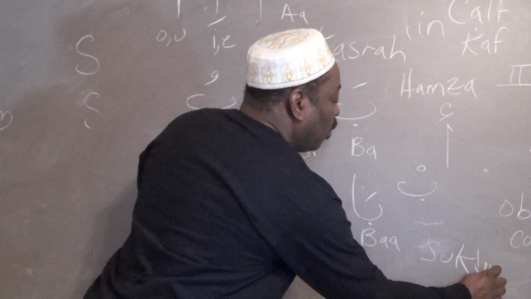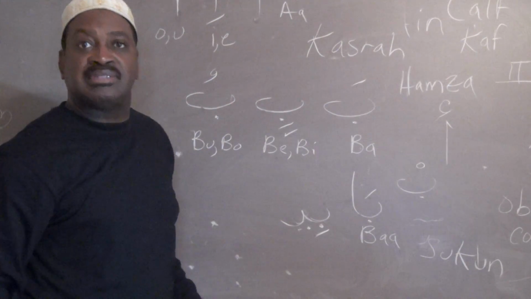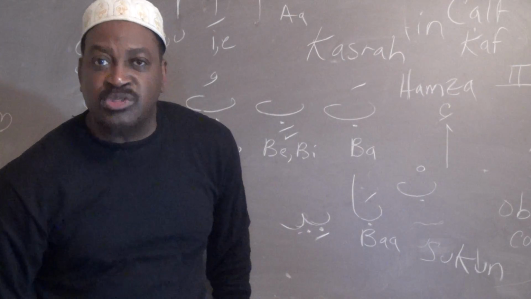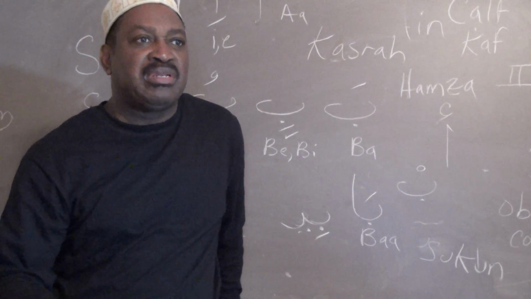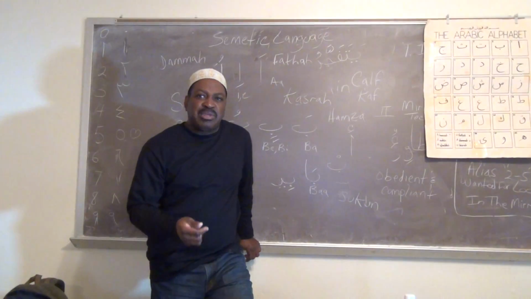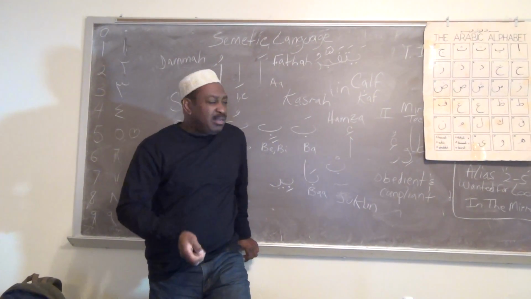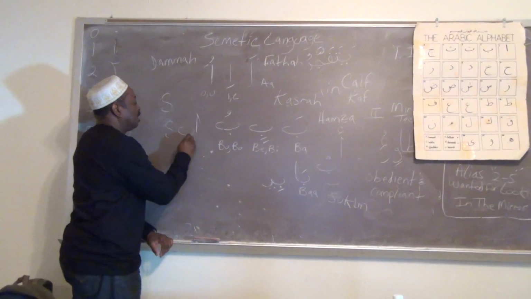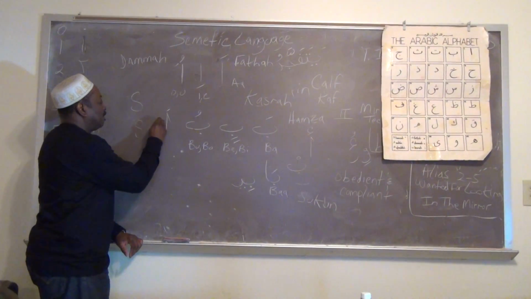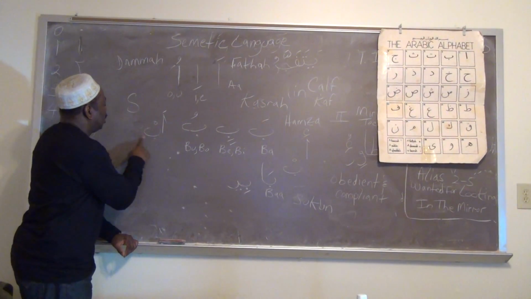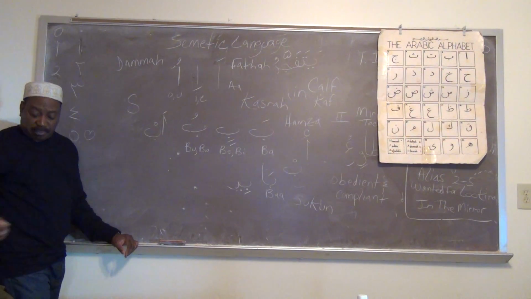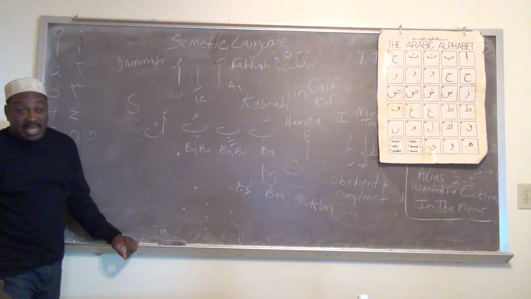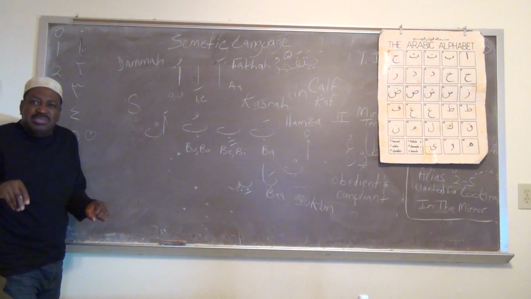S-U-K-U-N. What purpose does sukoon play? No sound. That vowel is kind of rendered silent, right? But you still can hear it a little bit. For example, if I had this, see that? How would I pronounce that? Ab. Hear that B, a little bit of E, you don't give it.